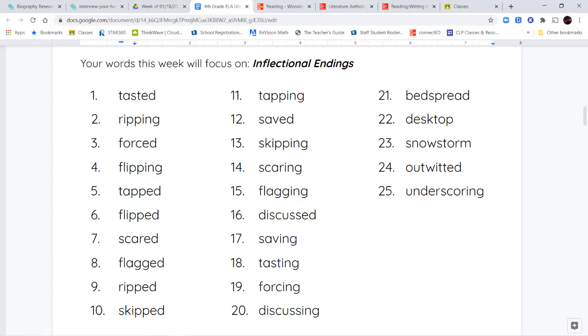We have the words tasted, ripping, forced, flipping, tapped, flipped, scared, flagged, ripped, skipped, tapping, saved, skipping, scaring, flagging, discussed, saving, tasting, forcing, discussing, bedspread, desktop, snowstorm, outwitted, and underscoring.